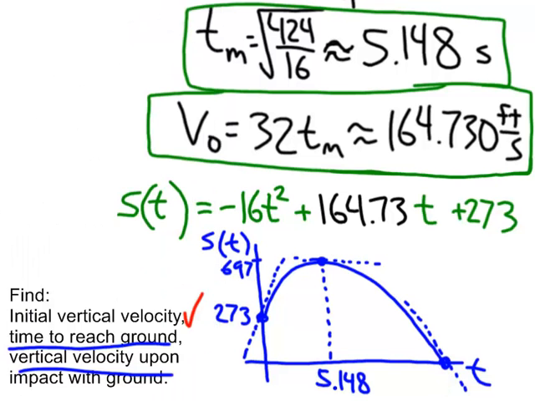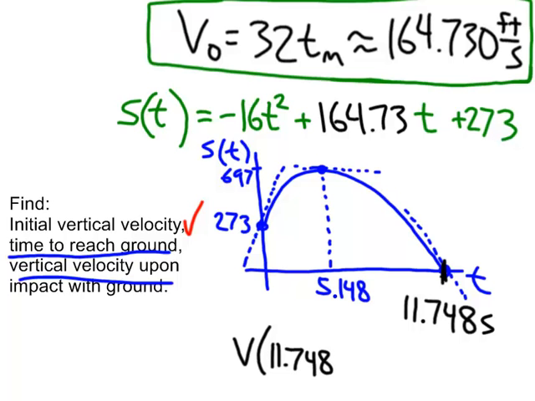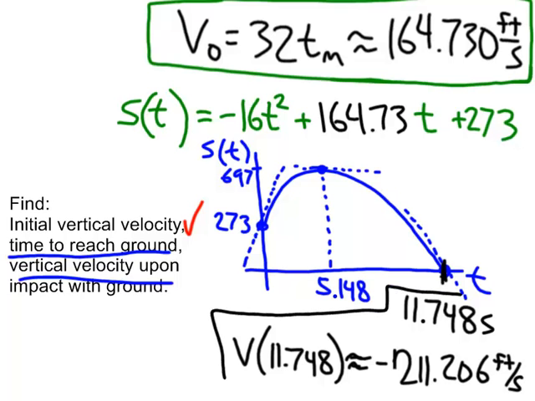So coming back, we said that this time to reach the ground, this time right here, was about 11.748. And again, I repeat, I'm using 3 decimal places per the AP conventions. Seconds to reach ground. And we said at that time, v of 11.748. Again, we could have just plugged this into the velocity equation to get this result as well, would be approximately negative 211.206 feet per second. So again, that is what's going on when the ball hits the ground.